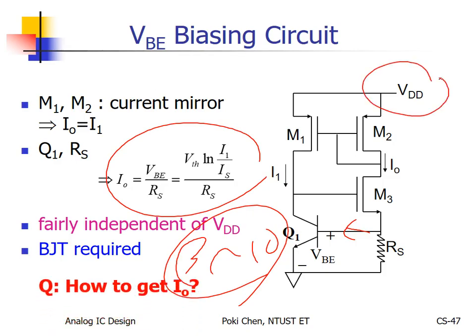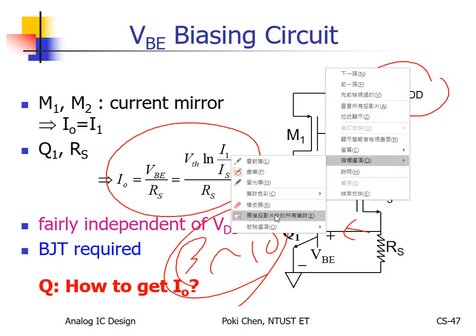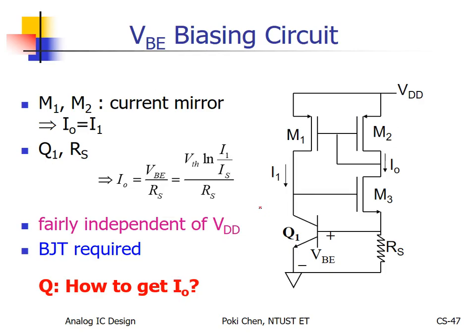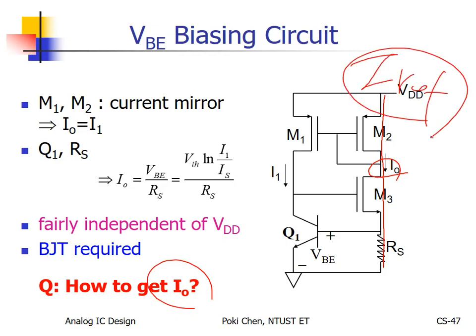Okay? Another question for you. Right now, IO goes through M2, M3 to IS, right? How to supply such kind of reference current to the others?